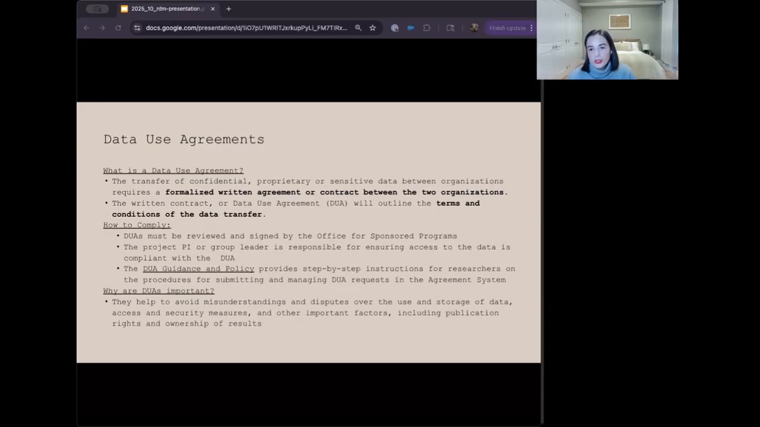These types of formal agreements are nice because they do help avoid any misunderstandings or disputes over the use and storage of the data, and they clearly outline who can have access to them, what security is required, and other important matters, including publication rights and ownership of the results.